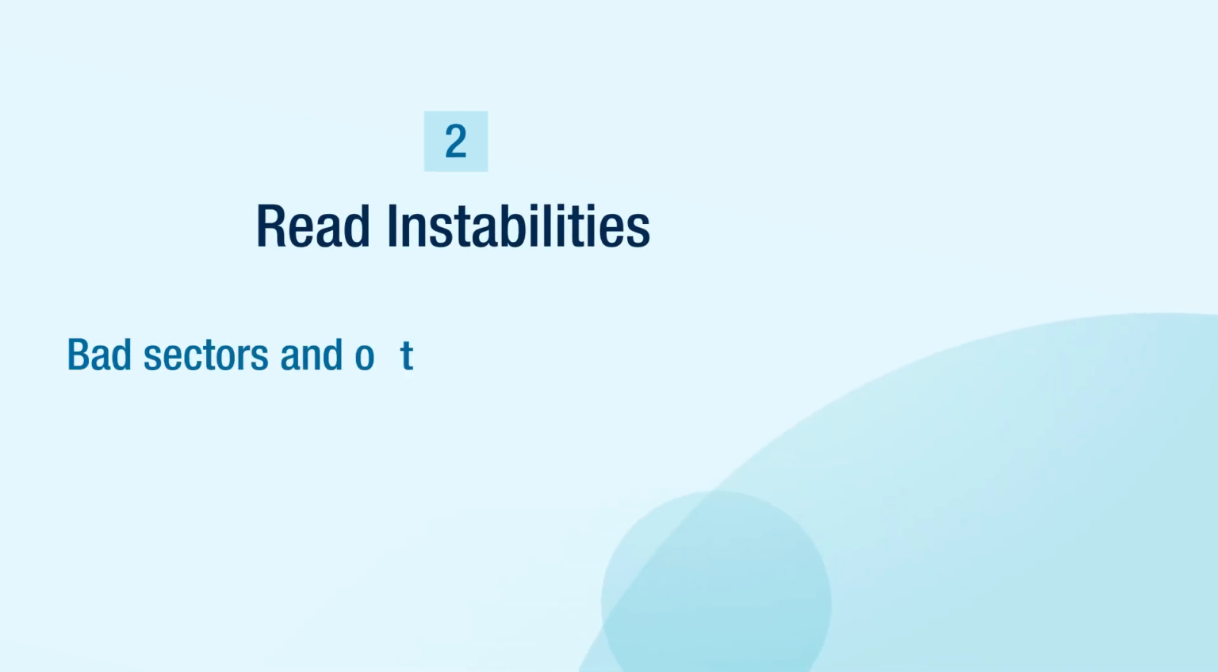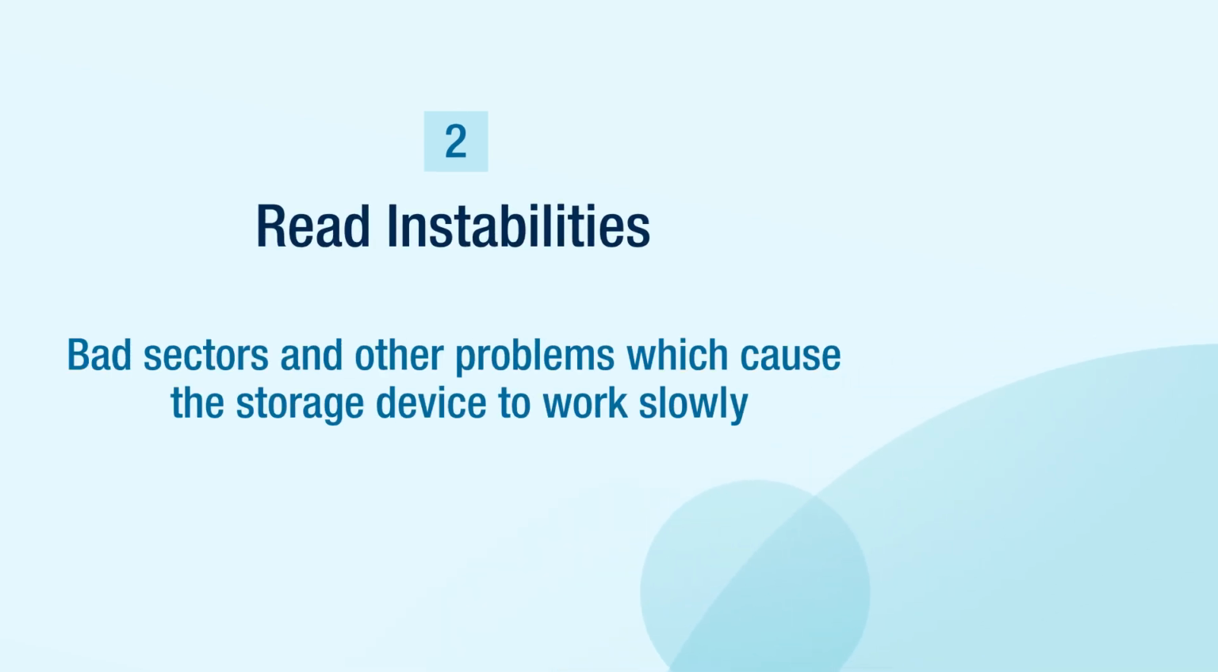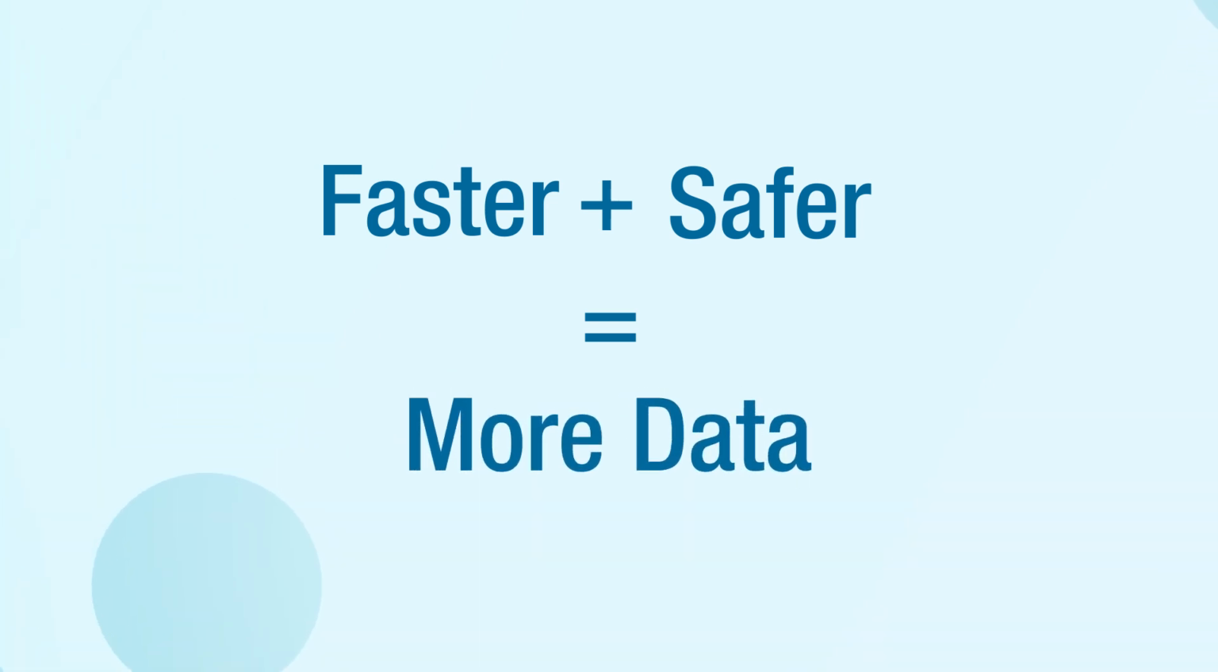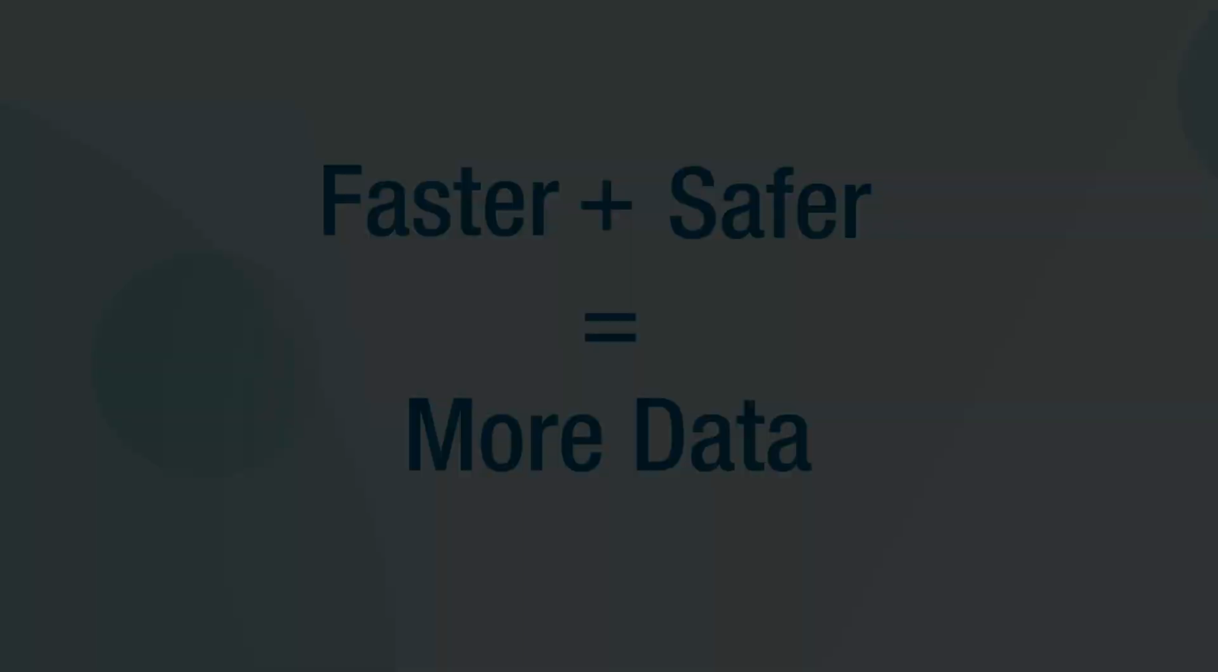The second most common type of problem is read instability. Unstable devices still identify in BIOS, but have bad sectors or other problems which cause them to work slowly or intermittently. RStudio and USB Stabilizer include a series of features which make the recovery process faster and, more importantly, safer, resulting in improved data recovery from degraded drives.